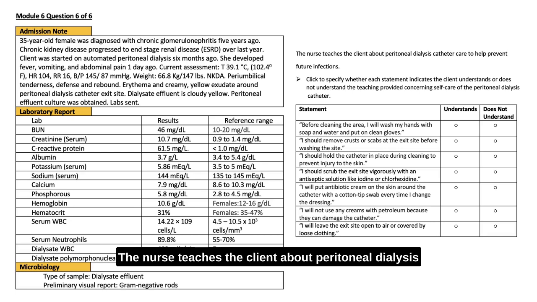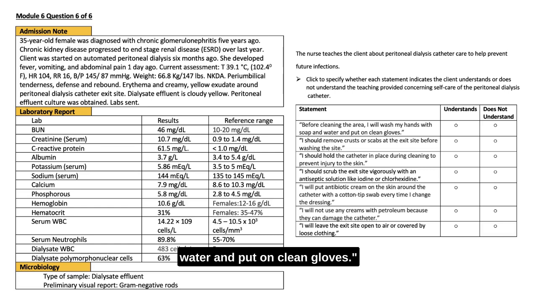The nurse teaches the client about peritoneal dialysis catheter care to help prevent future infections. Choose to specify whether each statement indicates the client understands or does not understand the teaching provided concerning self-care of the peritoneal dialysis catheter. The client's statements include: before cleaning the area, I will wash my hands with soap and water and put on clean gloves.